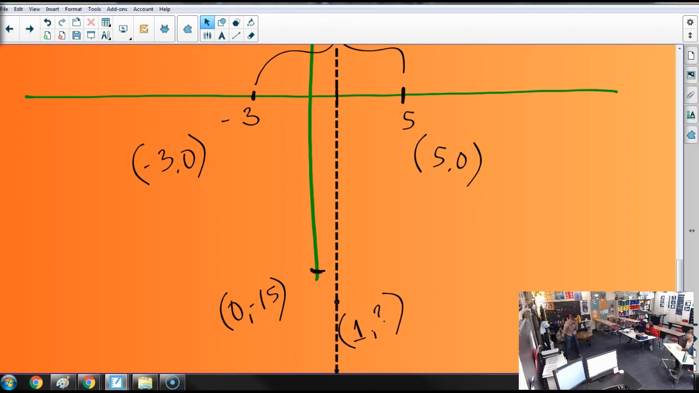What's one aspect of parabolas that we all agree on? They're symmetrical. So we have another point as well. You could say that the distance from 3 to the y-axis should be the same on the other side.